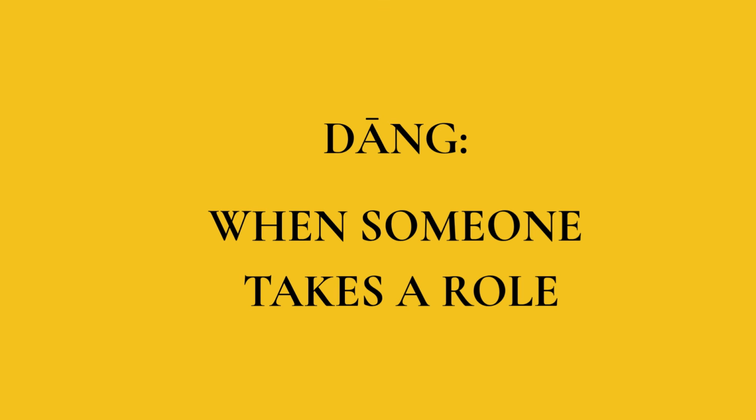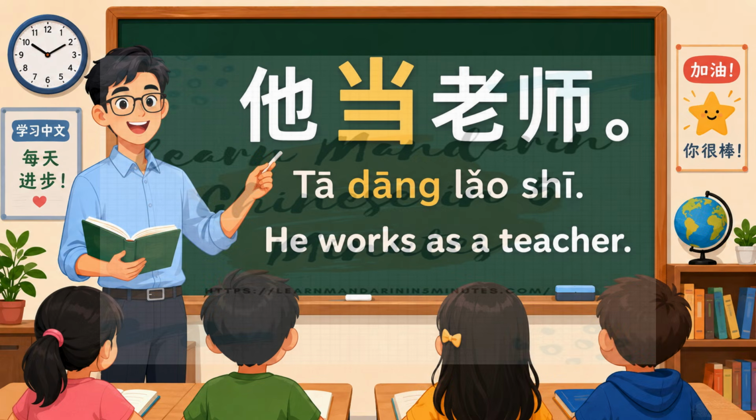The easiest dāng is when someone becomes, works as, or acts as something. For example, 他当老师, he works as a teacher. Here, 当 is not "of course." It means he is taking the role of a teacher. He is standing in that position.